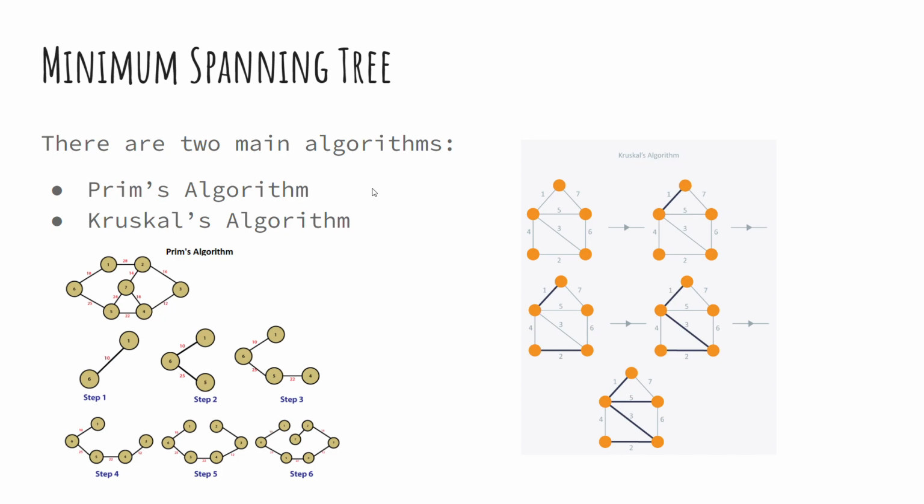Alright, so there are basically two main algorithms to find the minimum spanning tree. The first one is Prim's algorithm, and the second one is Kruskal's algorithm. Note that both of these are examples of greedy algorithms.